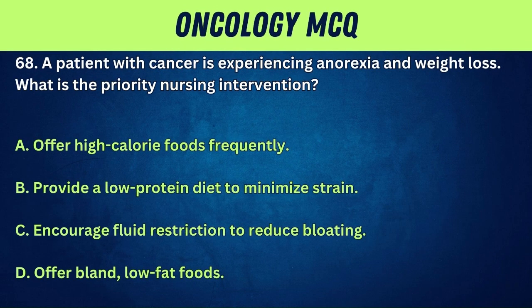68. A patient with cancer is experiencing anorexia and weight loss. What is the priority nursing intervention? A. Offer high-calorie foods frequently. B. Provide a low-protein diet to minimize strain. C. Encourage fluid restriction to reduce bloating. D. Offer bland, low-fat foods.